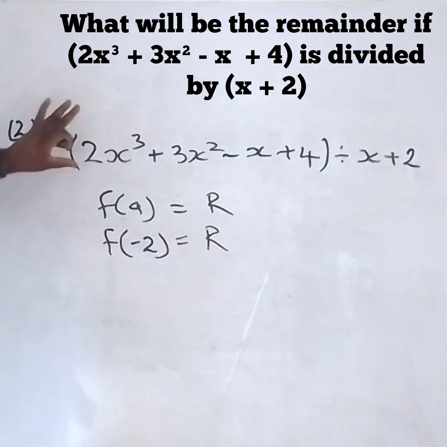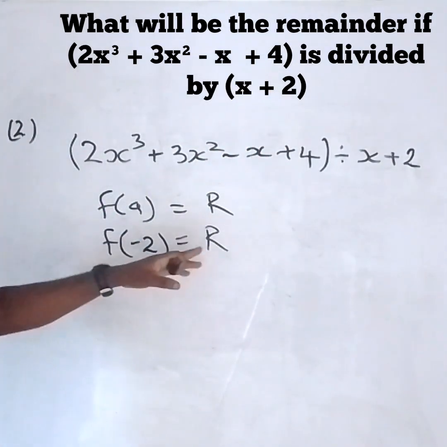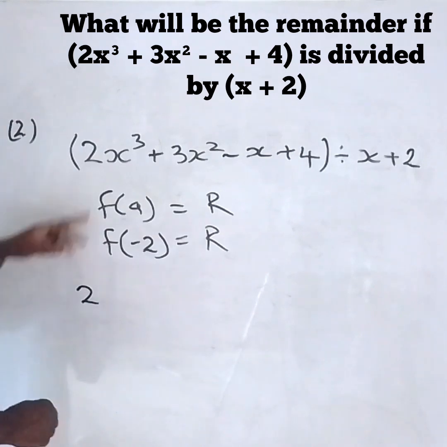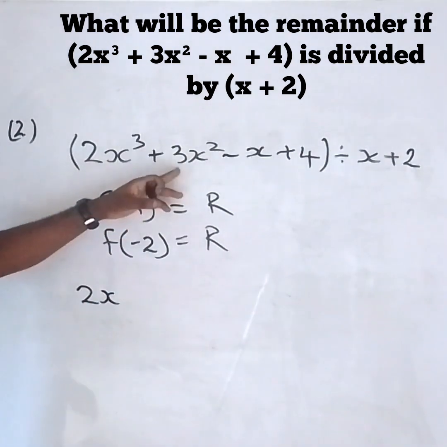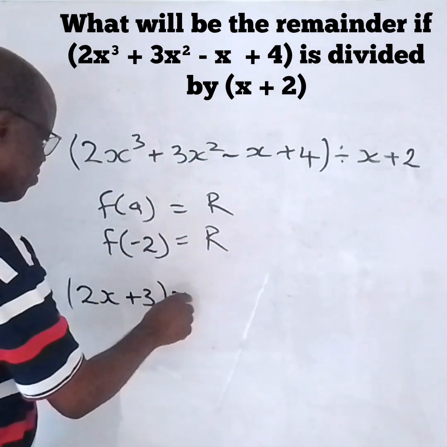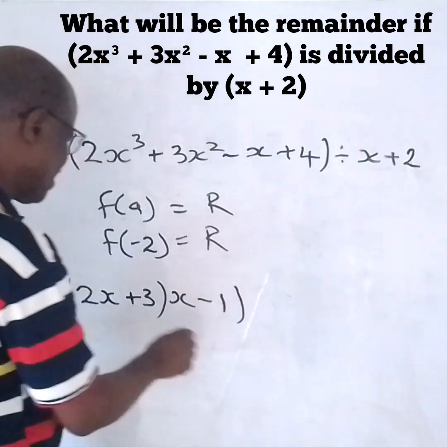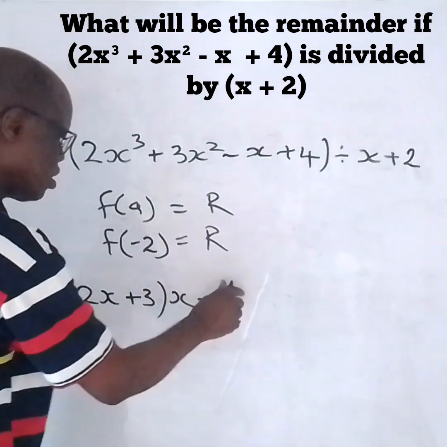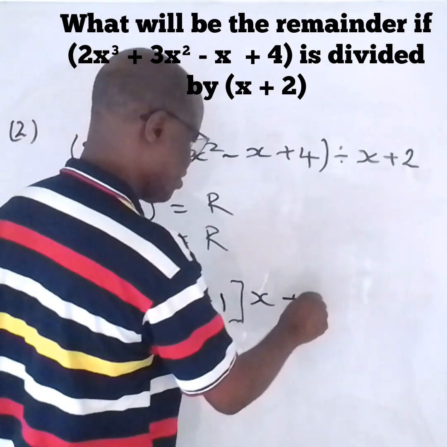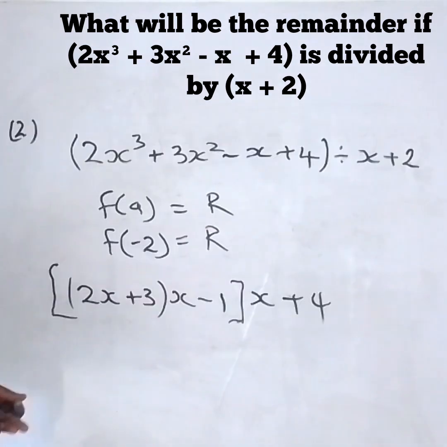That will be our remainder. So what we will do is to nest this one and then slot in our minus 2. Anything we get will be our remainder. So let's do the nesting. This is 2. Then put your x. The next coefficient, bracket it, and put your x. The next coefficient is minus 1, bracket it, and put your x, then plus 4. So to get our remainder, just put your x to be minus 2. So, let's do that now.